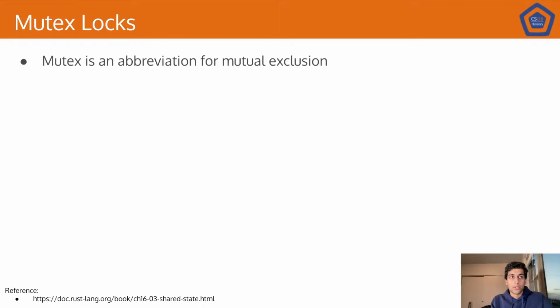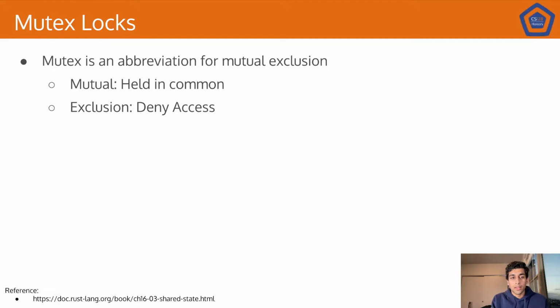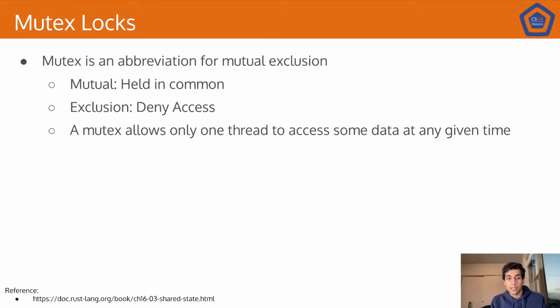Okay, so just generally, what are mutex locks? Mutex is an abbreviation for mutual exclusion. Mutual means held in common. You have some mutual data between threads that you want to share. Exclusion means you deny access. When you put that together, you have this lock that allows only one thread to access some data at any given time. So if I have some piece of data I want to modify, only one thread can change that at one time, or even read that at one time.